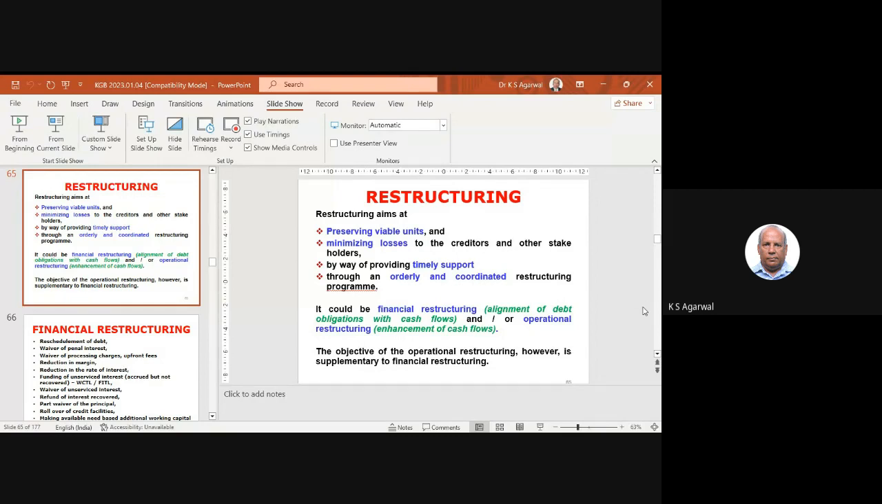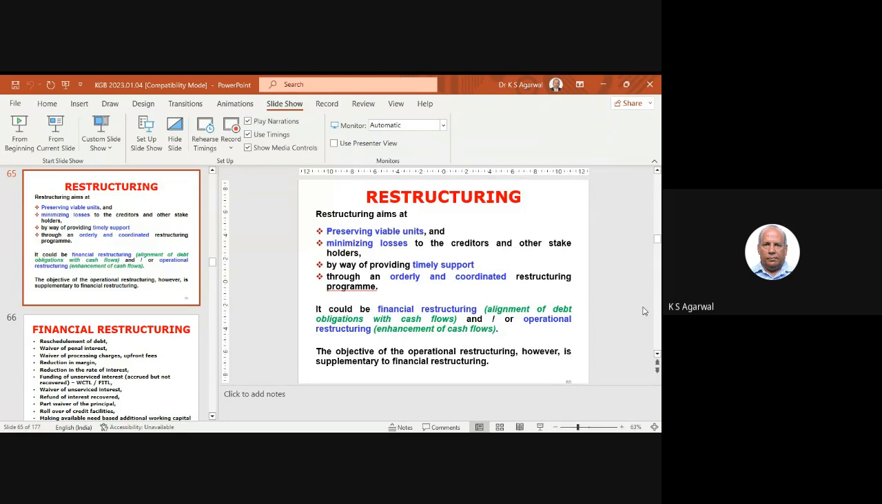There are two types of restructuring, financial and operational. In financial, what we do, because the borrower is in difficulty, it means his cash flows have been adversely affected. Cash flow means the income from the unit.